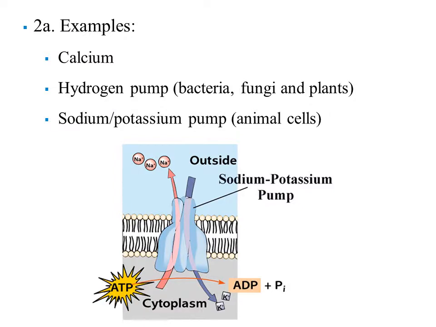Three examples of primary active transport are calcium pump, hydrogen pump, and sodium potassium pump. The sodium potassium pump is seen in animal cells, especially in neuronal cells. The hydrogen pump is seen in bacteria, fungi, and plants. And the calcium pump is seen in animals also.